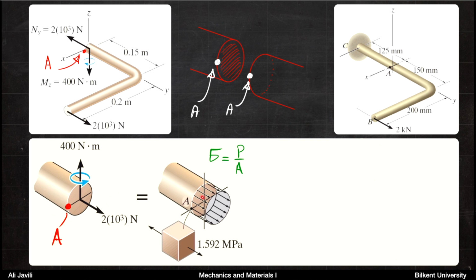That force itself will cause a tensile stress state, but that is uniform, and you can calculate the stress using the formula sigma equals P over A, where P here is 2 kilonewton, and A would be the area of the cross section, and R was given in the problem, it was 20 millimeters. If you do that, you can calculate the normal stress to be 1.592 megapascal.